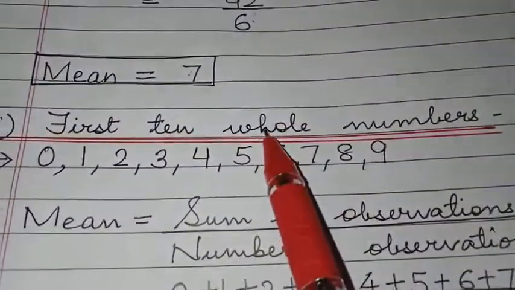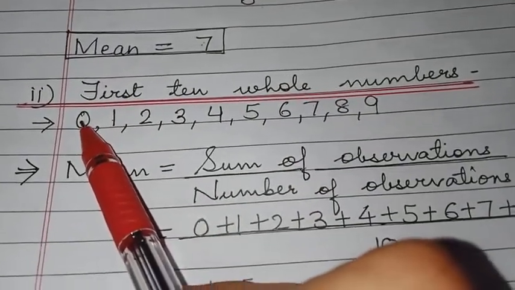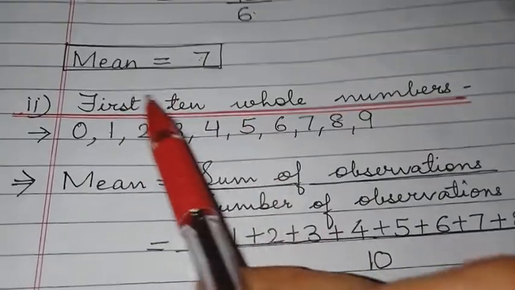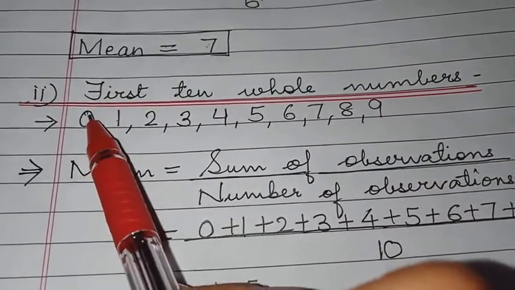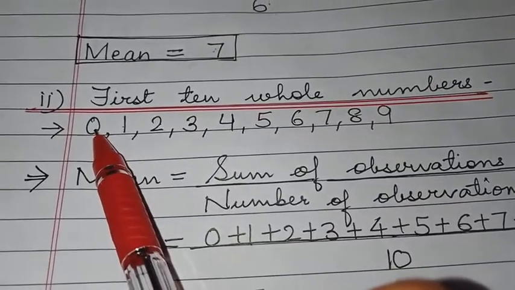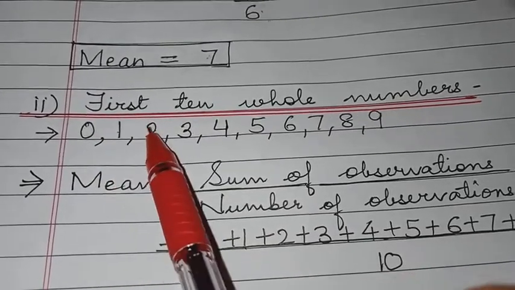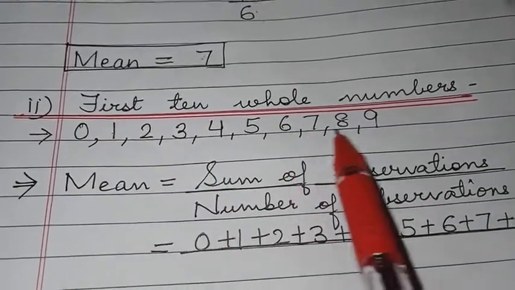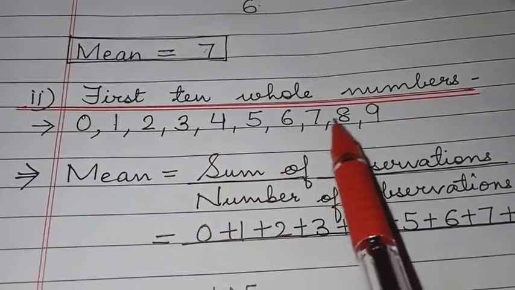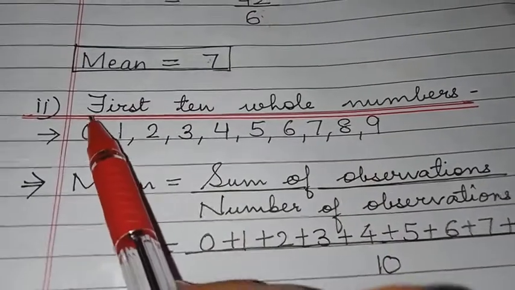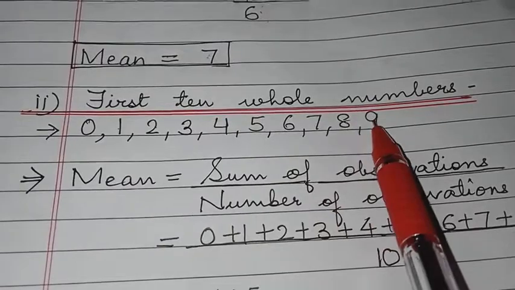Now the second example: first 10 whole numbers. You know whole numbers always start with 0 and natural numbers start with 1. So since the first 10 whole numbers are asked, start writing with 0. The first whole number is 0, the second is 1, and like this the 10th is 9. So you can see 0, 1, 2, 3, 4, 5, 6, 7, 8, 9. Total is 10.